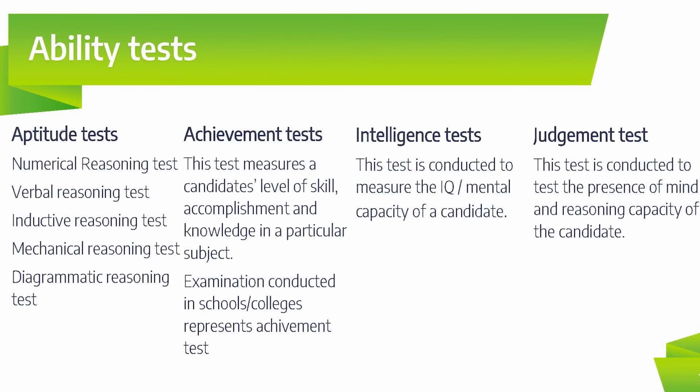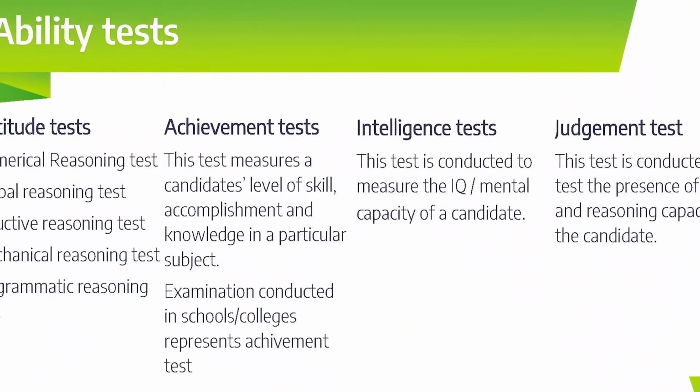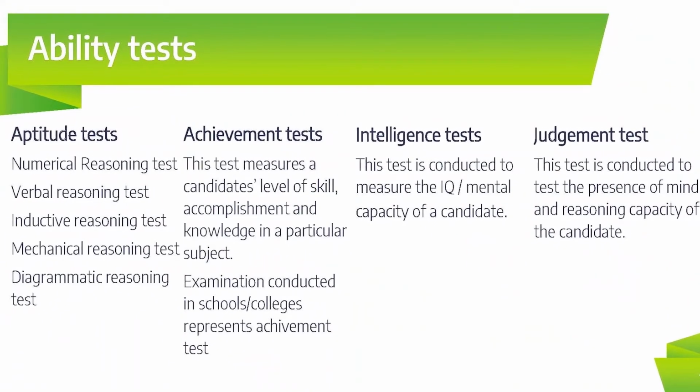Now, let's understand the various tests in brief. Aptitude test is conducted to measure the suitability of the candidate for the job. Aptitude tests are measured by numerical reasoning test, verbal reasoning test, inductive reasoning test, mechanical reasoning test, diagrammatic reasoning test. Then the achievement test. These tests measure a candidate's level of skill, accomplishment, and knowledge in the particular subject. These are actually the tests which are conducted in the school.